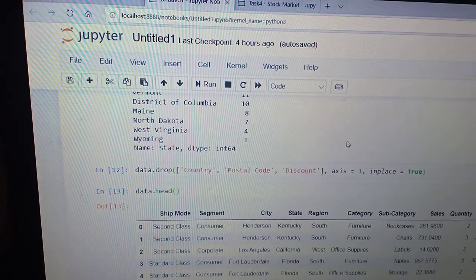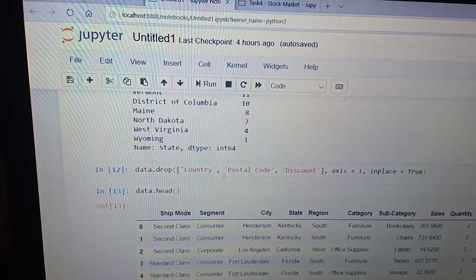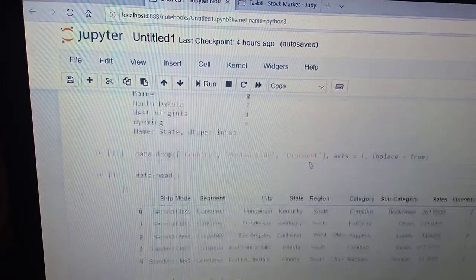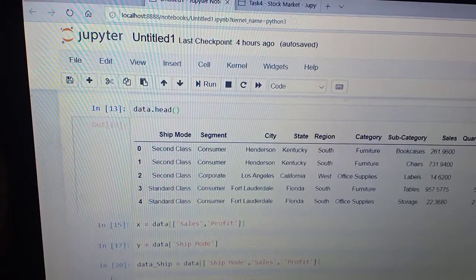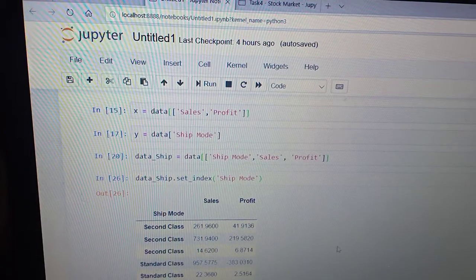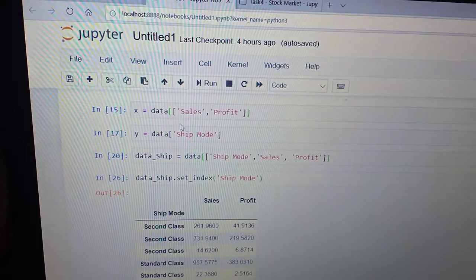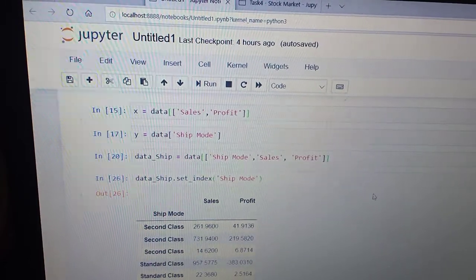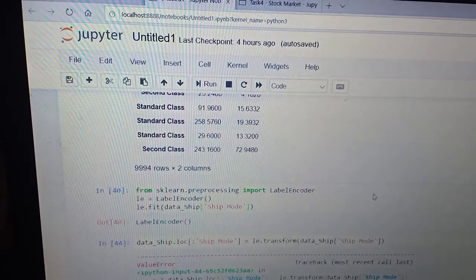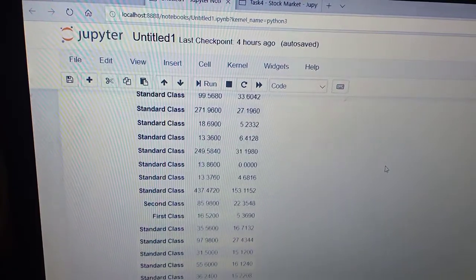So I tried to do some things. I thought these 3 columns are not necessary for the data analysis part: country, postal code, discount. So I just tried to drop them and see how the data looks now. And I did some things with it. So I took another data in which I've stored sales and profit, and tried to plot it through matplotlib. I tried to label in code also. Anyway, I thought it's a very lengthy process.